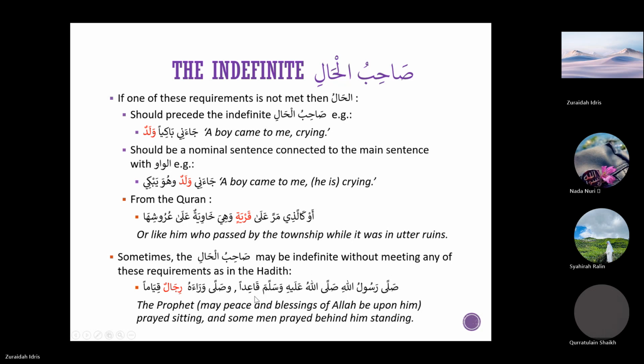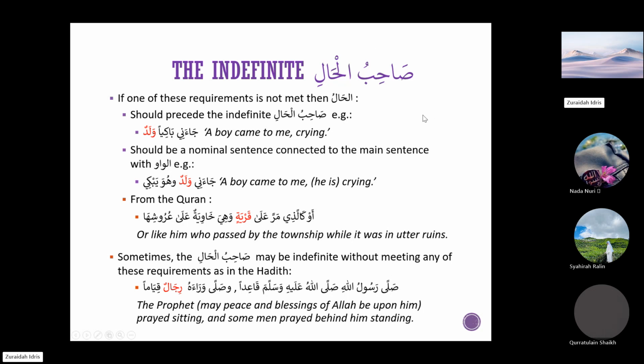So qa'idan is praying, sitting, وصلى وراءه, and some men, rijalun, prayed behind him, standing. That's good to know. So that means if you're an imam, you can sit. Is this what it's saying here, I think? وَسَلَّمَ قَائِدًا. It depends, I think, on the salah itself, whether it is nawafil or whether it is voluntary.